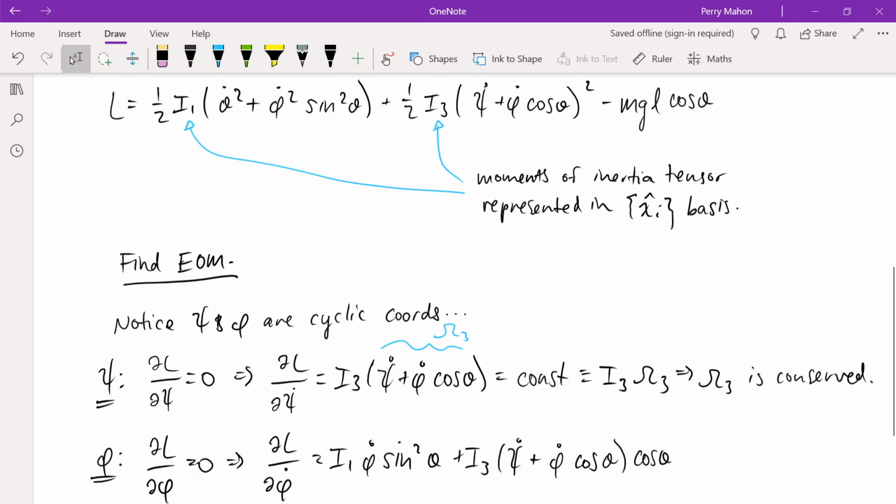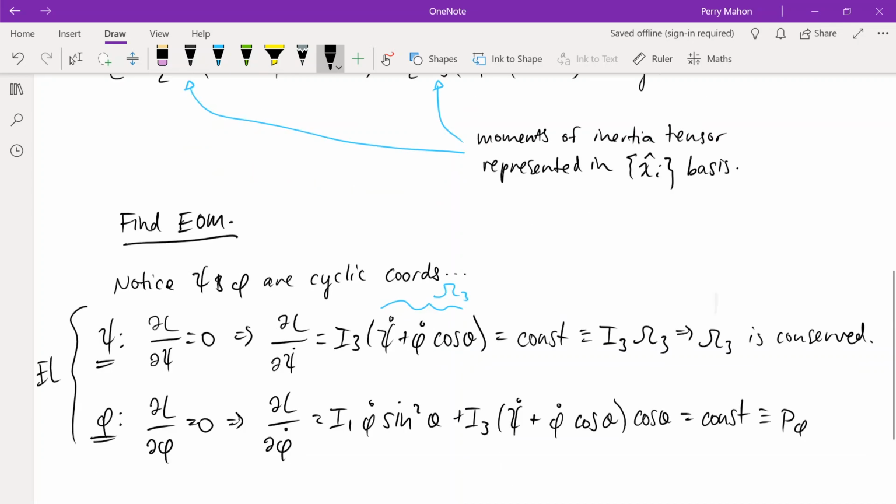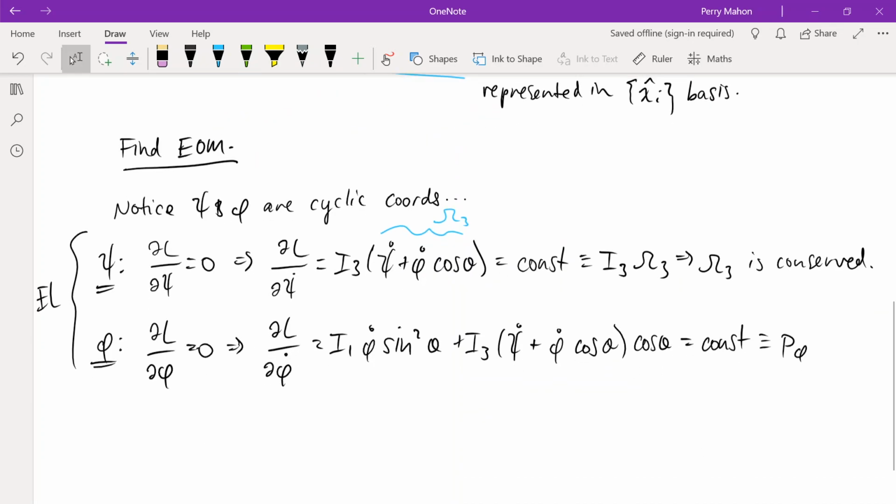Right, so you can effectively get these two conserved quantities by implementing this Lagrangian and the Euler-Lagrange equations. So we'll define this constant to be p phi. Okay, right, so now we can go on and find the final equation of motion.